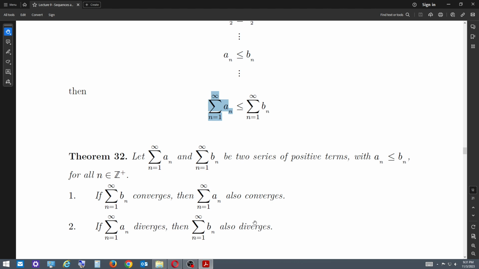Right, so that's basically what this theorem says. If you have two series, the sum of an and the sum of bn, where the series are of positive terms, meaning an and bn are all positive, and if for all positive integers n, an is less than or equal to bn, then we have two things to consider. If the sum of the bigger one converges, then the sum of the smaller one also converges. On the other hand, if the sum of the smaller one diverges, then the sum of the bigger one diverges.